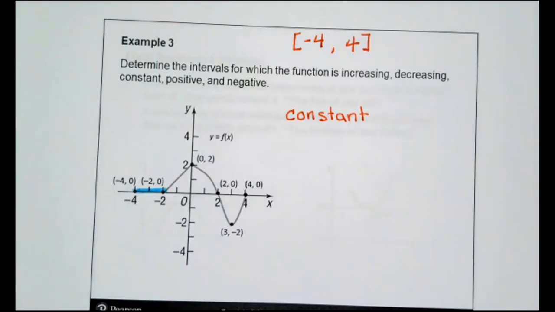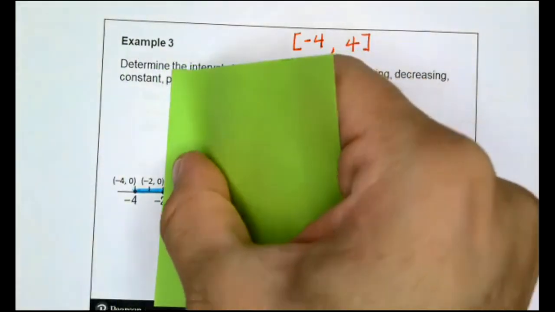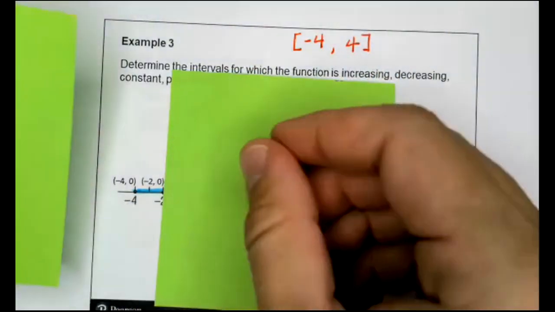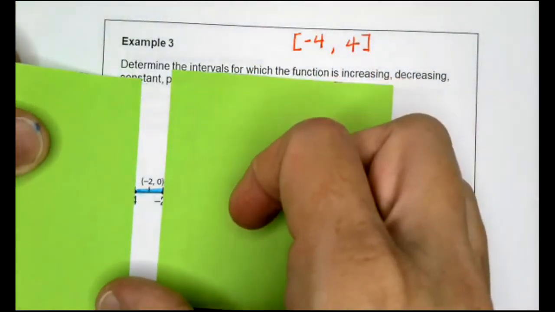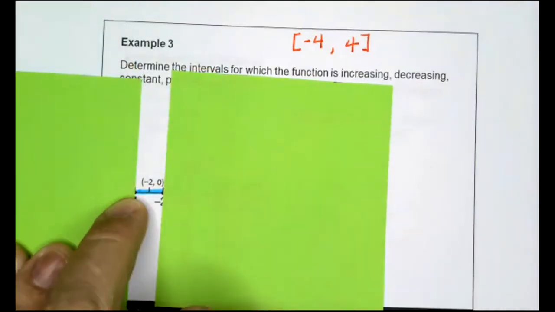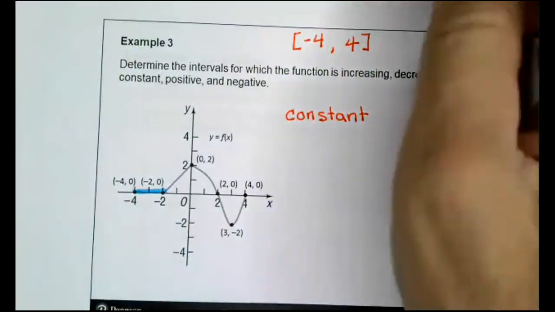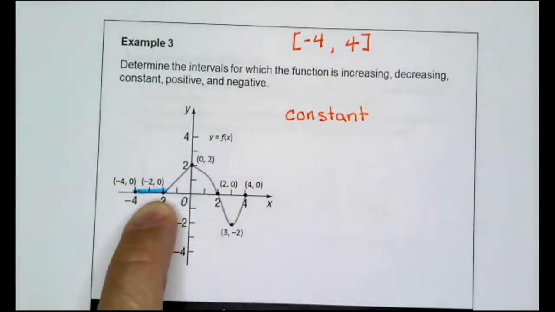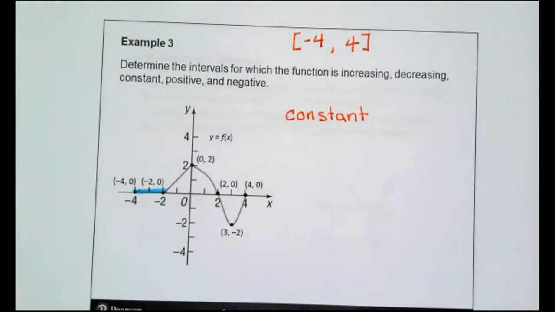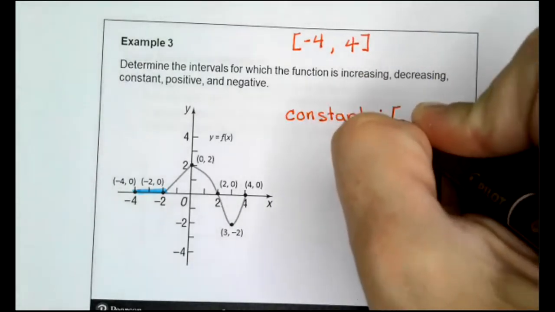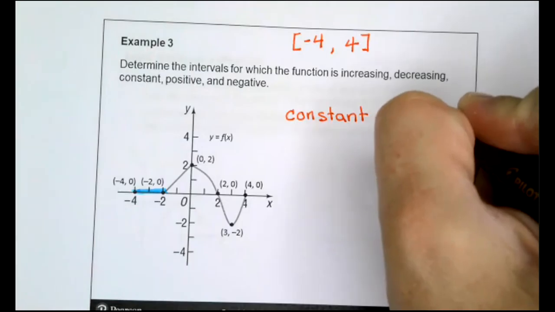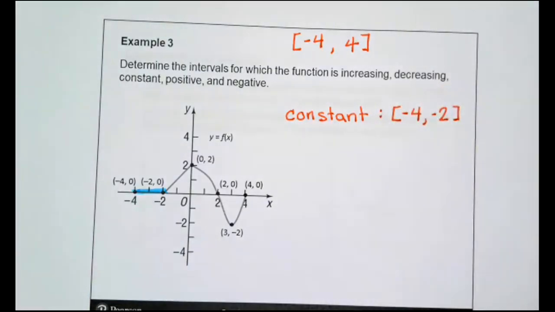Hold on. Let me show you a little bit more clearly. If you only looked between these 2 points, you would only have a flat graph, right? So that's what they mean. So it is constant from -4 to -2. There's no y, okay?